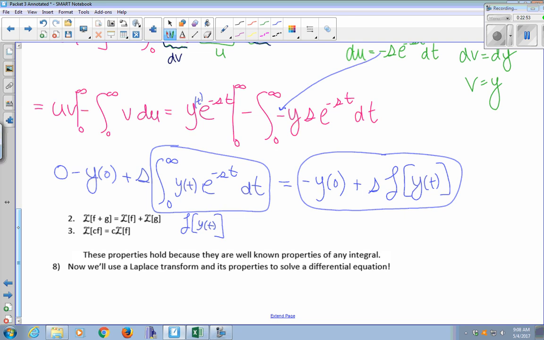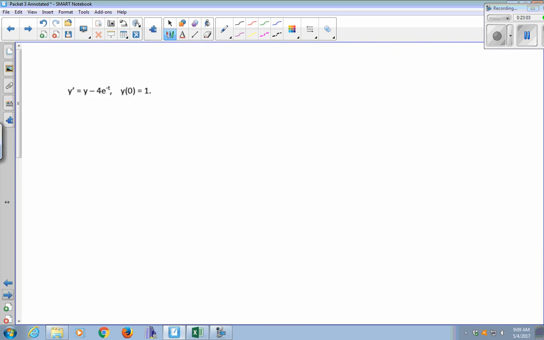So we've got three properties that are going to really help us solve differential equations. Now I'm going to show you how it works. We've got this Laplace transform. It transforms a function of t into a function of s. And we have some properties of the Laplace transform.